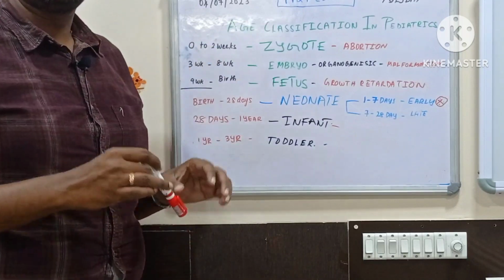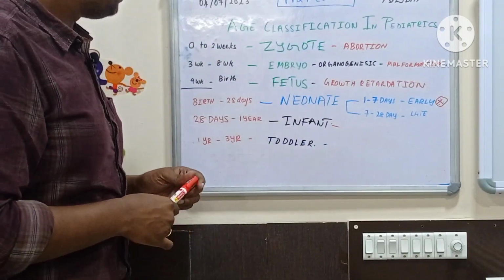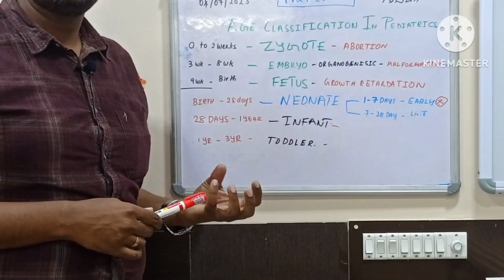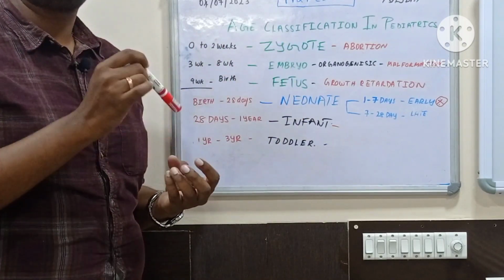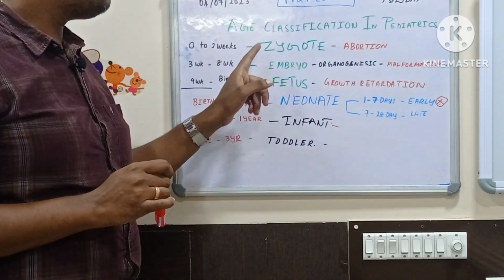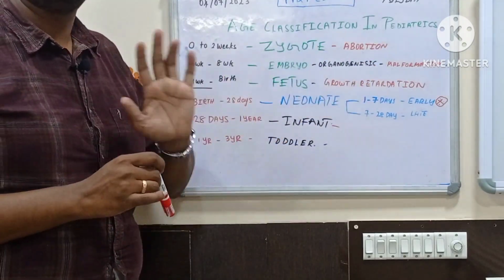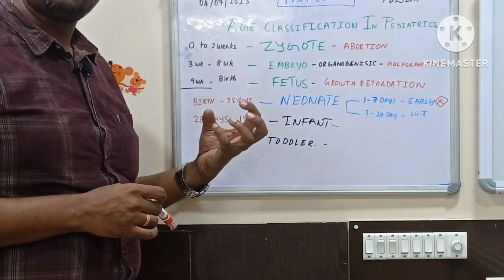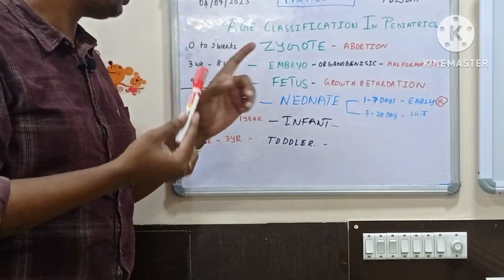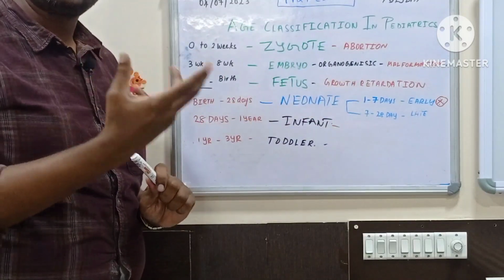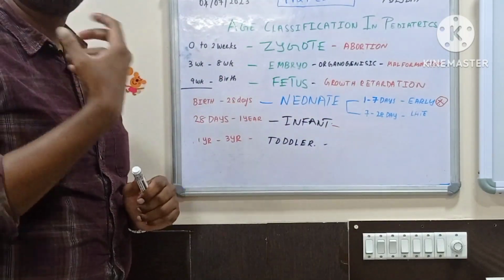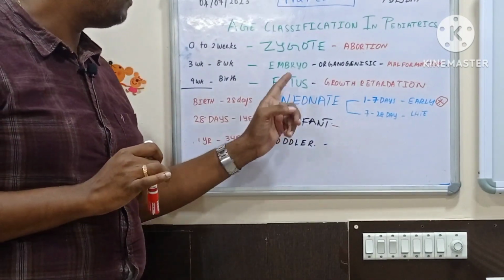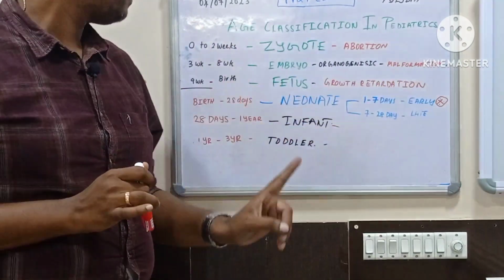Now let's get to the importance of this classification. From 0 to 2 weeks, since the zygote is just a ball of cells, if there is any insult happening at that period, this will mostly lead to abortion or the demise of the zygote. From 3 to 8 weeks, this ball of cells goes into a phase of organogenesis. Your organ systems, your limbs are getting formed. If there is an insult during that period, that will lead to malformations.